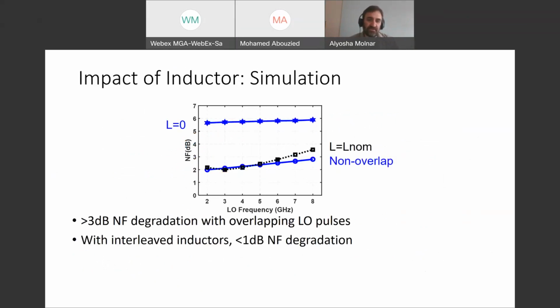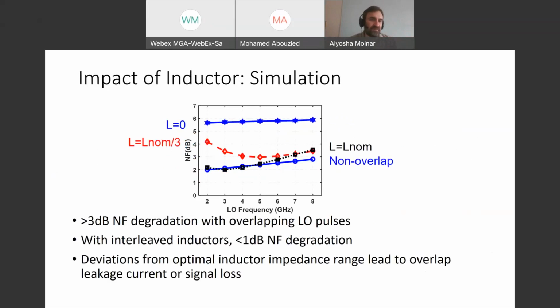If we add an appropriate value inductor in there, we basically knock our noise figure back down to where we were before, almost exactly. And if we were to get the inductance wrong, if we were to be too low by a factor of 3 or too high by a factor of 3, we can see that, unsurprisingly, that impacts our performance at either the low or the high end of our frequency range.